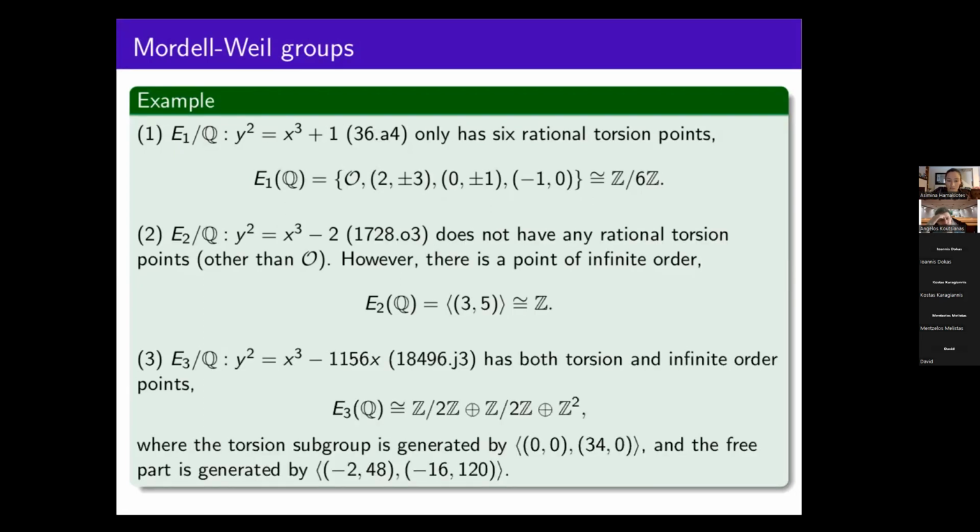Then our last curve, y squared equals x cubed minus 1,156x, has both torsion and infinite points. You can see the torsion part here is Z mod 2 cross Z mod 2. And then the free part is generated by 2 points of infinite order, so we have a Z squared. These points here are the points that generate the torsion subgroup, and the last 2 points generate the free part.